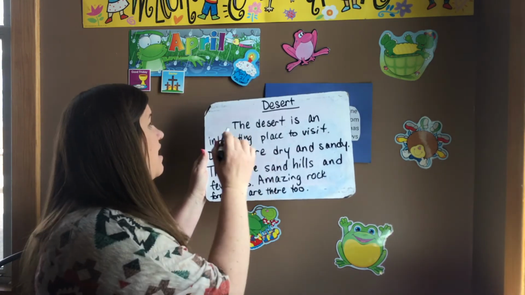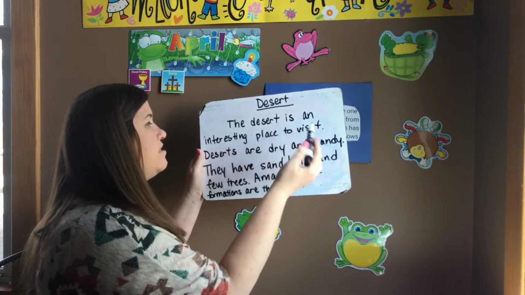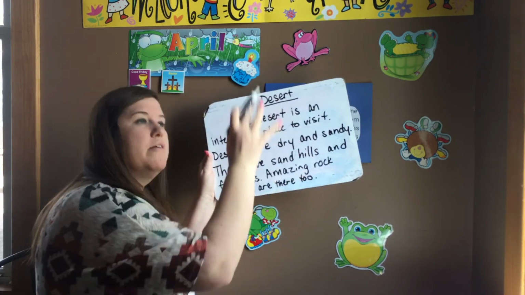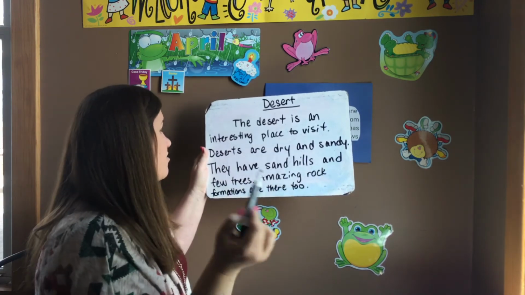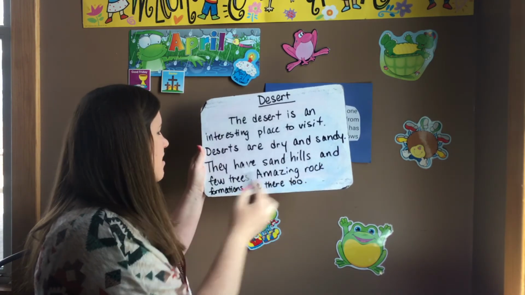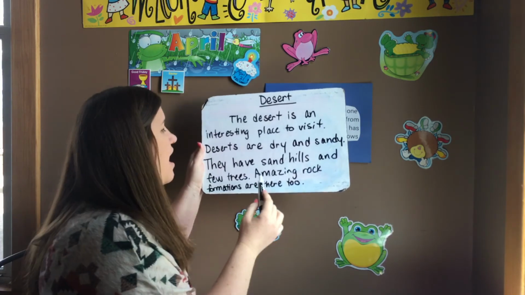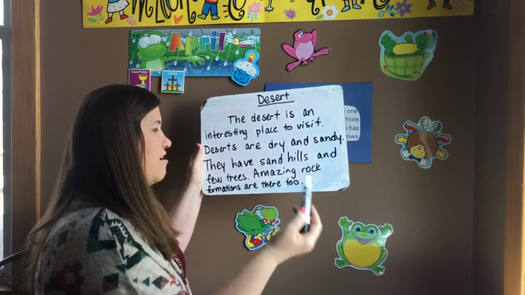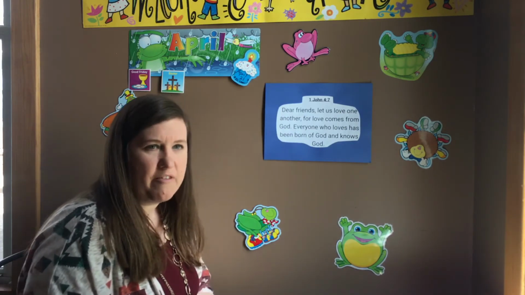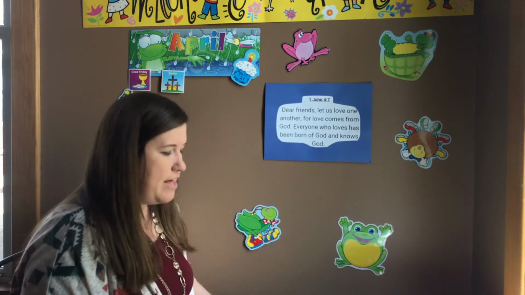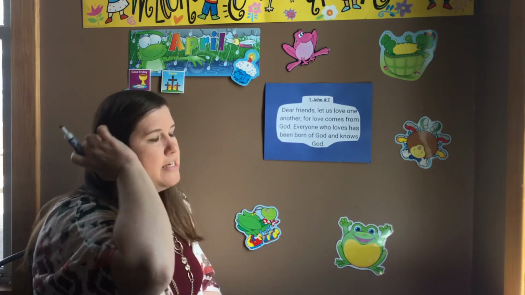Okay, good. So we have the desert is an interesting place to visit. That's my topic. So all of these things are going to tell me why it's interesting. Deserts are dry and sandy. Cool. They have sand hills and few trees. Amazing. Oh, amazing rock formations are there too. Oh, that does sound interesting. Maybe I should go see those rock formations, see how I'm tying that all together. And then I'm going to end my paragraph.